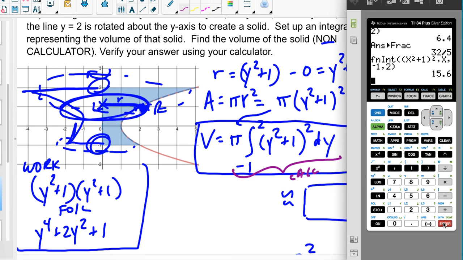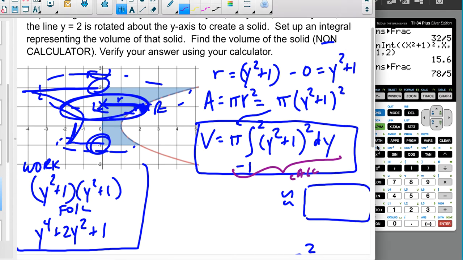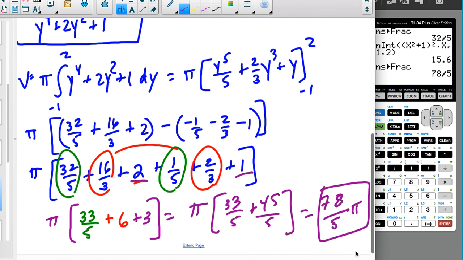And that's because without the pi, I can math frac it. So I'm going to math frac. I'm going to get 78/5, which is exactly what we have down here, right? That checks out. I got this piece, and I know that there's a pi after it, so that's fine.